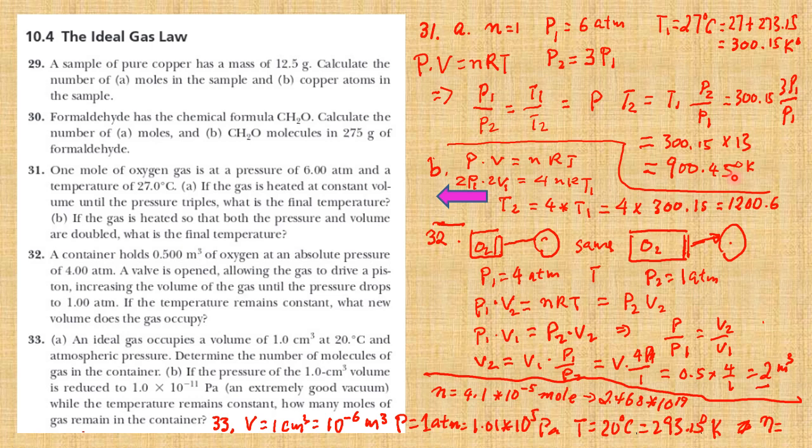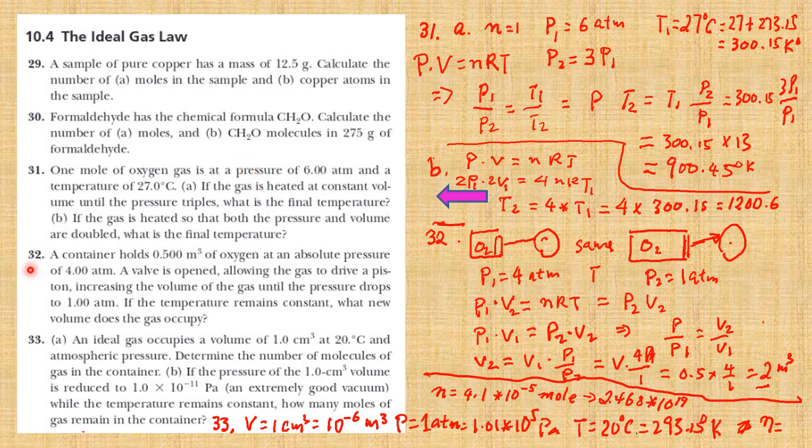So from here, it's simply a pressure. If the volume is constant, the pressure is simply proportional to the temperature, or vice versa. It's proportional. So if the pressure is tripled, temperature is also tripled as well. Okay, so that's this part.